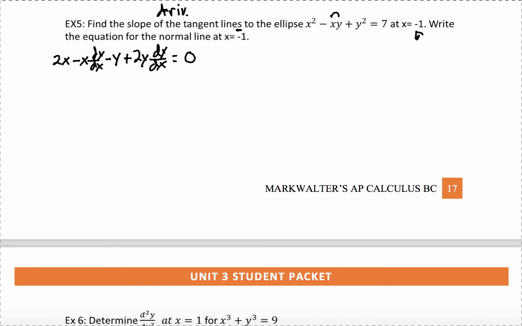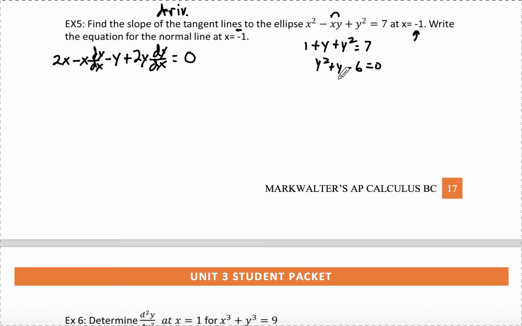All I have here is an x value. That means I need to find a y value that goes with it. To find the y value, just like normal, I can plug it into my original equation. Negative 1 squared is 1, minus negative 1, so that'll be plus y squared equals 7. If I subtract 7 over to the left-hand side and rearrange, I get y squared plus y, 1 minus 7 gives me negative 6, equals 0.